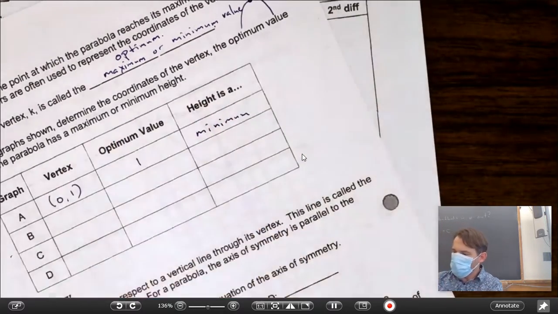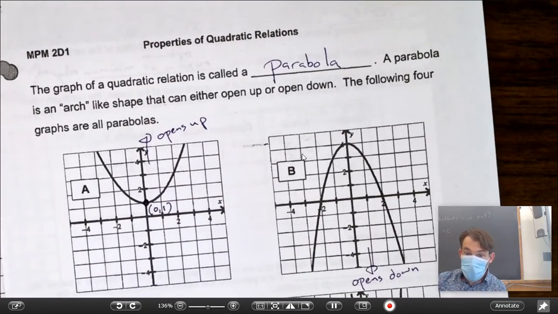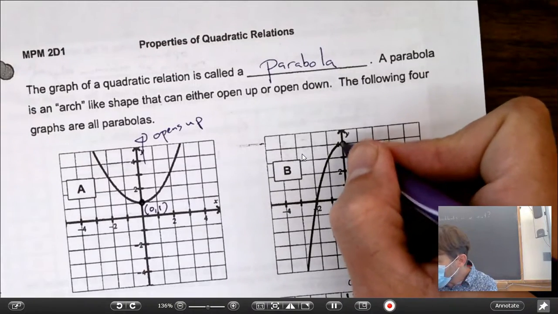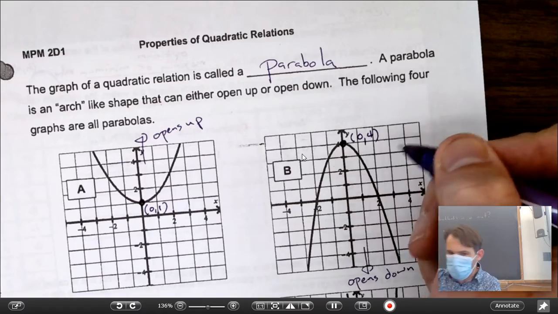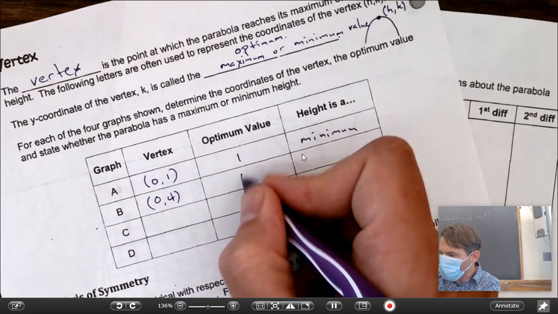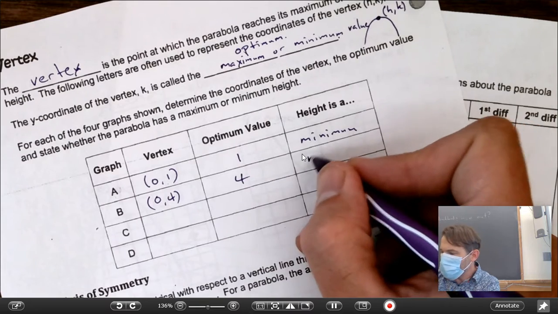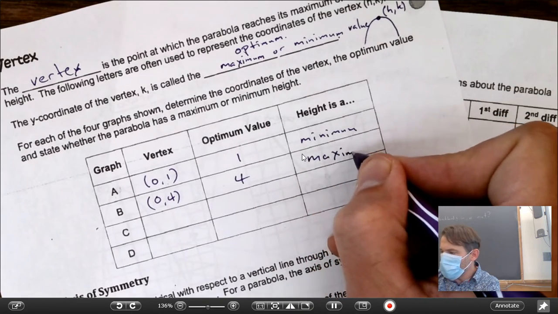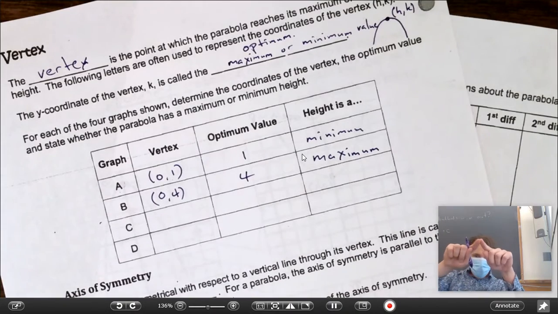Let's take a look at graph B. Where's the vertex for graph B? Draw a picture. 0, 4. Yes, 0 in the X, 4 in the Y. Very good. So there, we're going to transfer that over here. It's 0, 4. The optimum value is therefore 4. And the height is a, is that a maximum or minimum? Maximum. That was a max-imum, because that parabola opened downwards. So it has a maximum height, and then it gets lower on both sides.